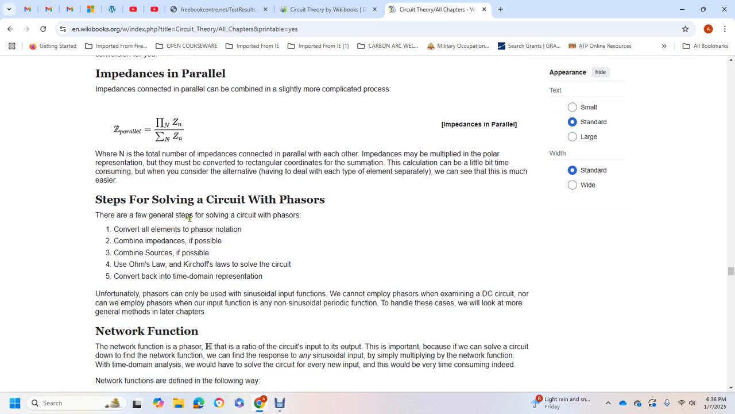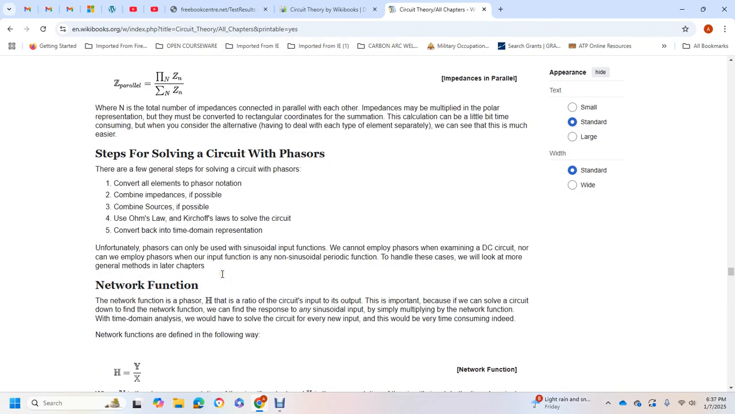There are five general steps for solving a circuit using Fourier phasor notation. Convert the elements to phasor notation. Combine impedances if possible. Combine sources if possible. Use Ohm's law, Kirchhoff's laws, and solve the circuit, then convert back to the time domain representation.